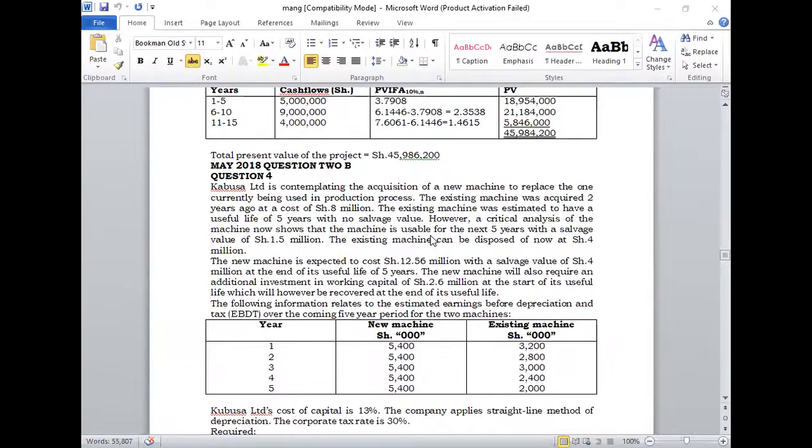The new machine is expected to cost 12.56 million with a salvage value of shillings 4 million at the end of its useful life of 5 years. The new machine will also be required.